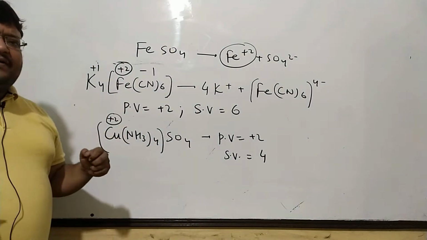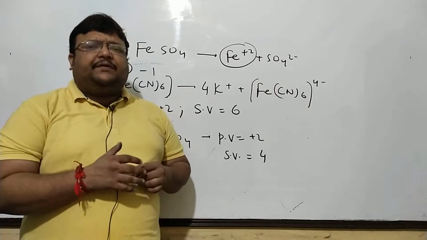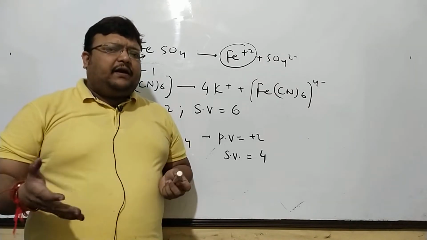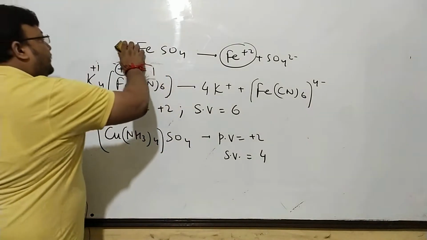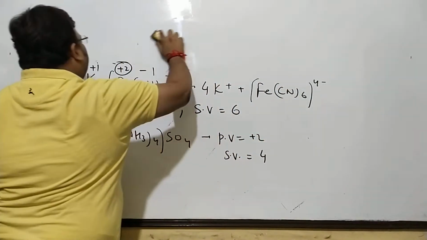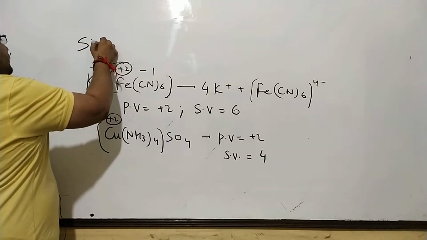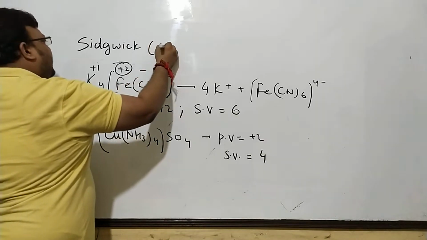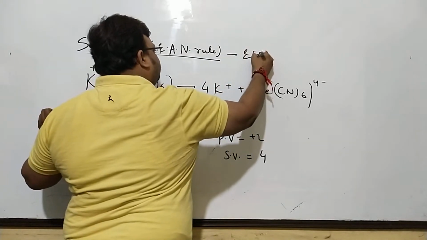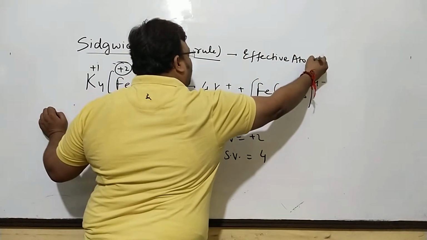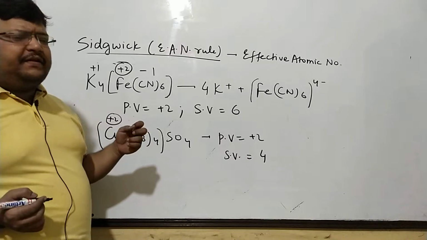There was another scientist, a contemporary, called Sidgwick. Sidgwick's theory might not be in your school scheme of things, it might not be in all the textbooks, but in all India entrance exams you'll have to learn it. Sidgwick's theory, which is also called the effective atomic number rule, the EAN rule, substantiated the concept of primary valency and secondary valency.